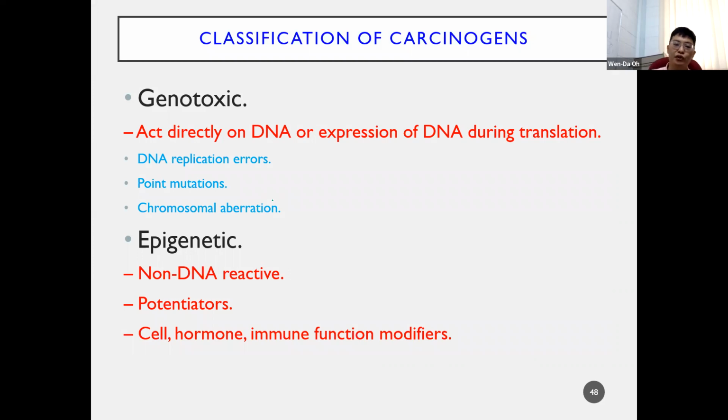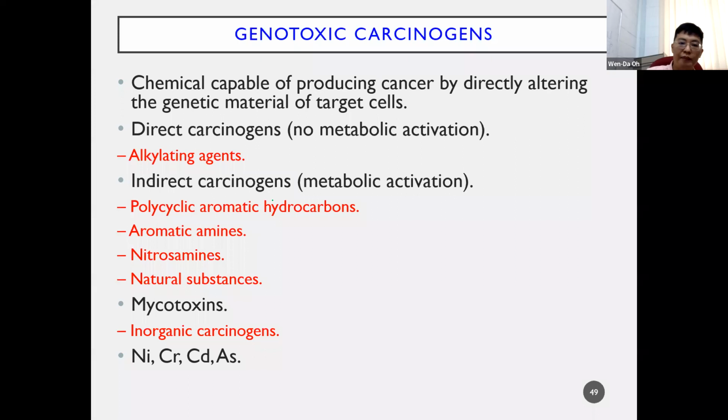Okay, there are two different types of carcinogens. Genotoxic, which means that it acts on DNA or expression of DNA. We have another one, the epigenetic, which does not act on DNA. Example of genotoxic carcinogen, for instance, you have all those heavy metals. They can be acting as a genotoxic carcinogen. Indirect carcinogen and direct carcinogen, you also have it. One is the one that requires no metabolic activation. The other one requires metabolic activation.